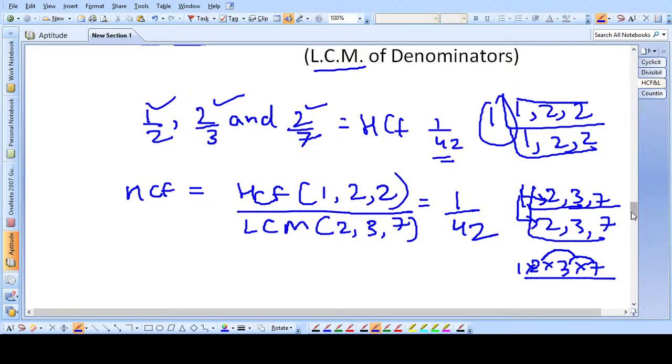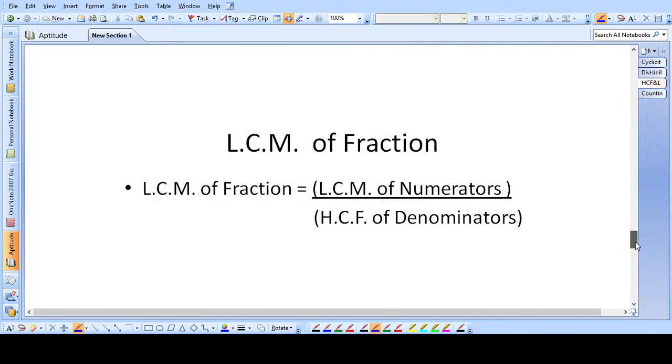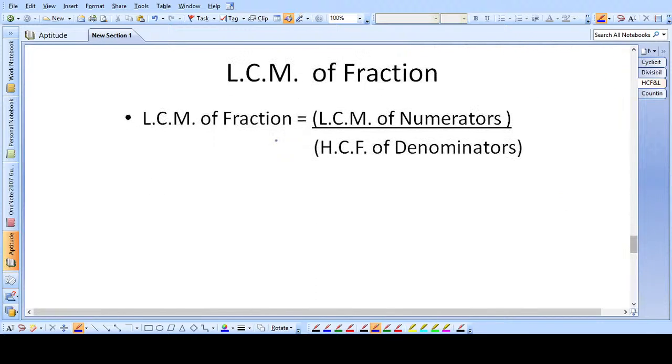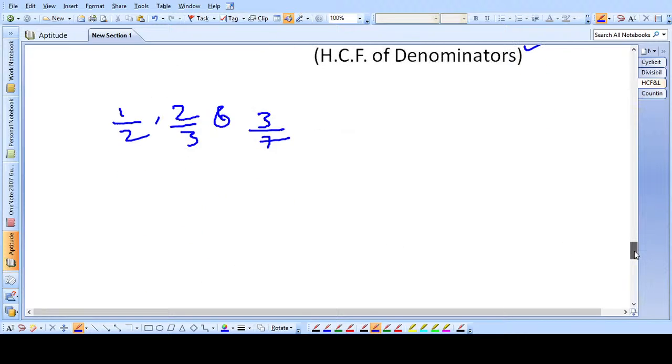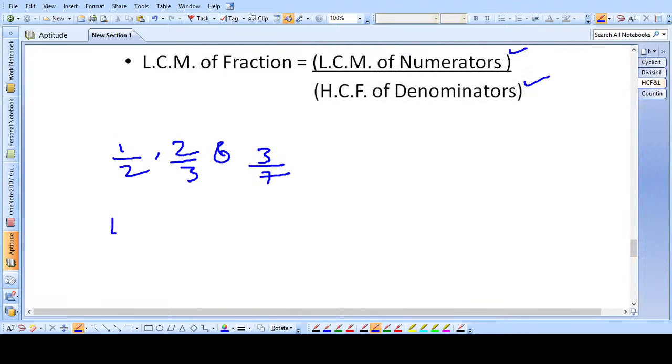Okay, very simple. Now let's go for the LCM of fractions. It's the same thing. Take the numerators and find the LCM of the numerators, take the denominators and find the HCF of the denominators. Let me take the same example, 1 by 2, 2 by 3 and the last was 3 by 7. So let's find the LCM of the fractions.